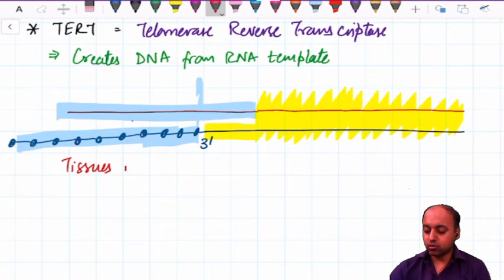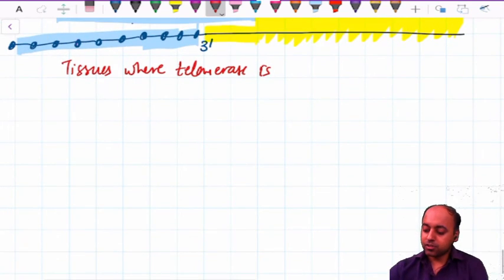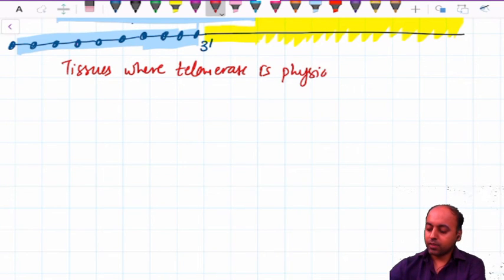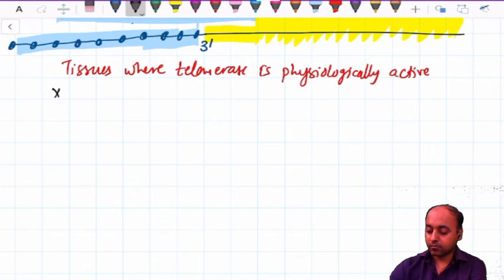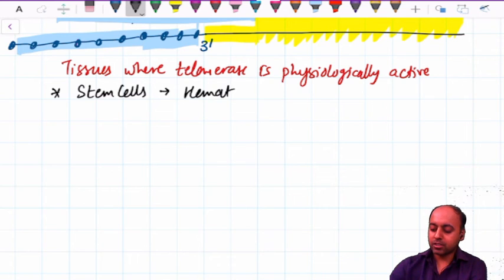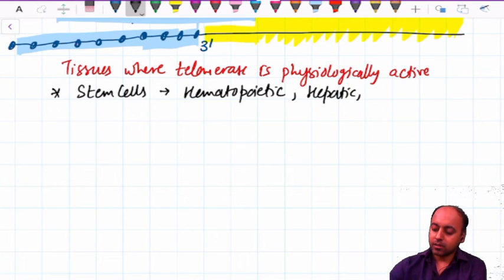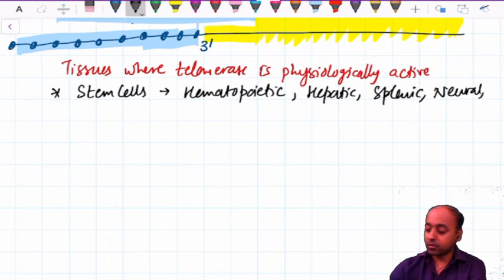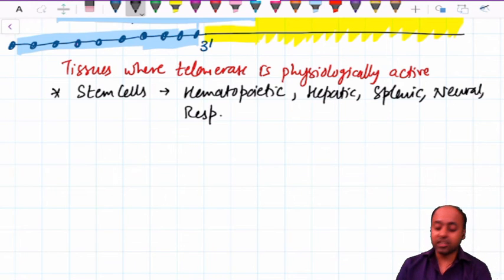Here you should know tissues where telomerase is physiologically active. The stem cells can be hematopoietic stem cells. They can be hepatic stem cells. They can be splenic stem cells. Now we also have the concept of neural stem cells. We have the concept of respiratory stem cells. So stem cells wherever they are present. Similarly, the stem cells in the hair follicle.